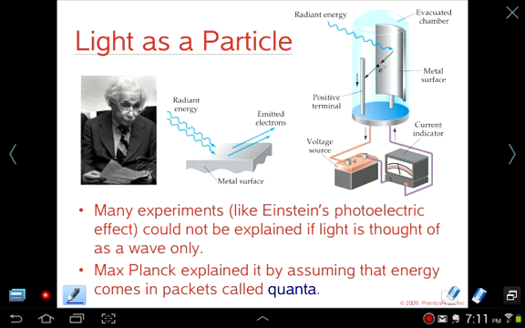Light can also be thought of as a particle. So we just looked at light being a wave. Famously, there are plenty of experiments performed to demonstrate that light can also be a particle. And a particle, think of it as a tiny little chunk of matter, if you would. A very famous scientist actually demonstrated this, and that was Mr. Einstein.